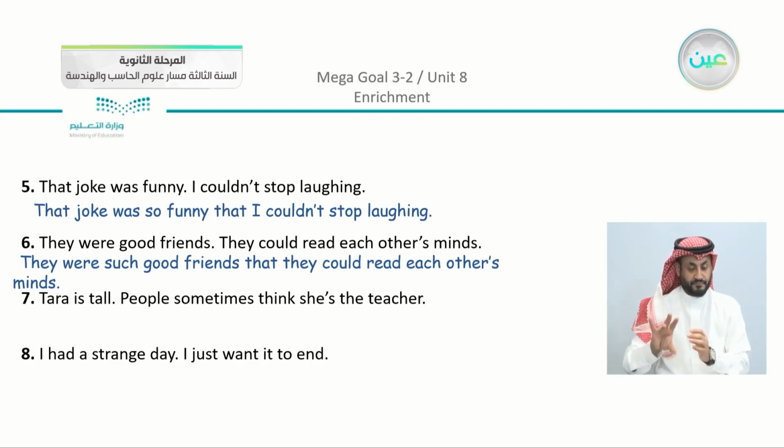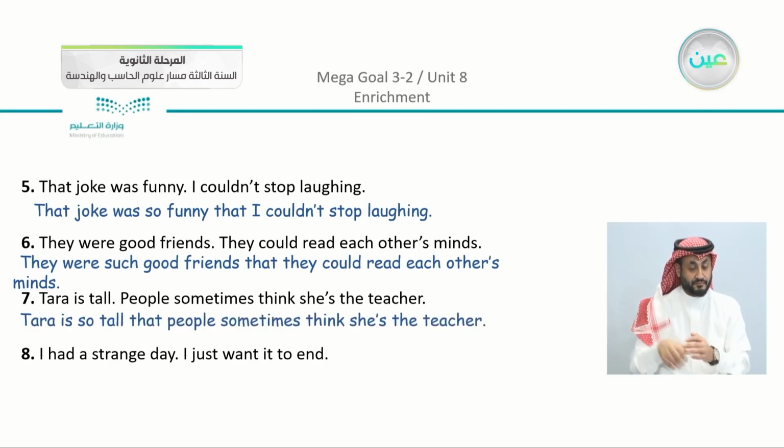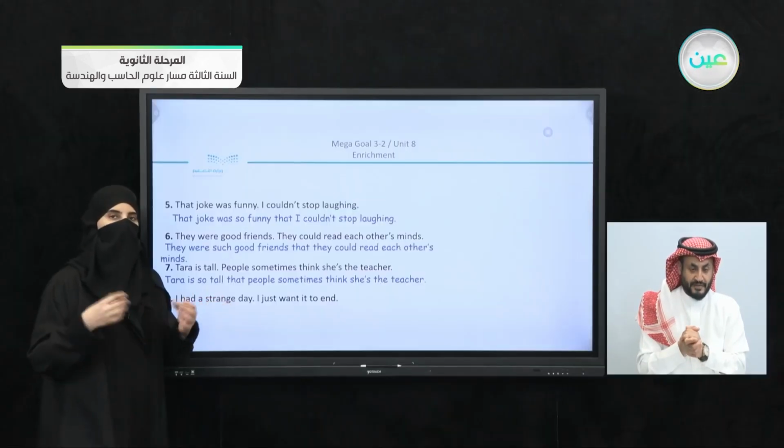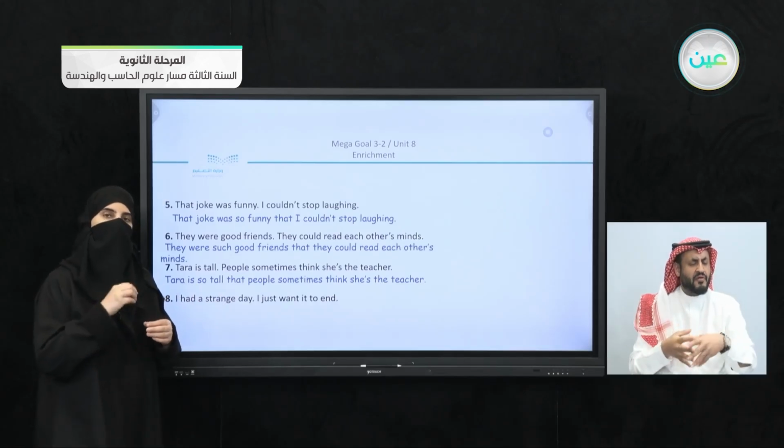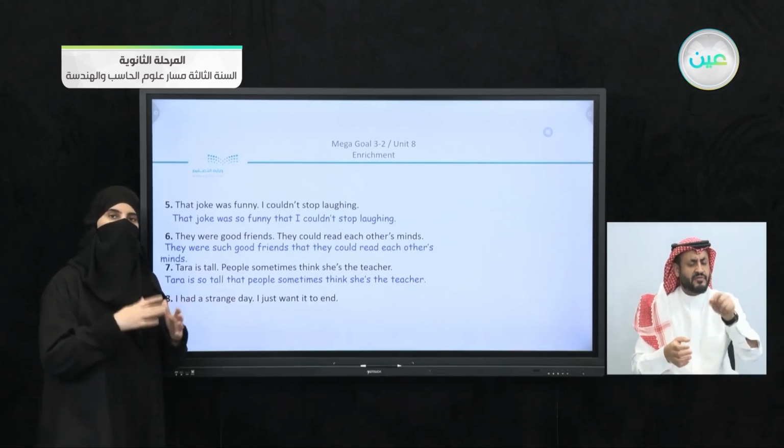Tara is tall. People sometimes think she's the teacher. So we have the adjective. We're going to say that Tara is so tall that people sometimes think that she's the teacher. So the sentences that we have here, it's just a matter of where to connect the sentence together and where to put the correct word before the adjective.